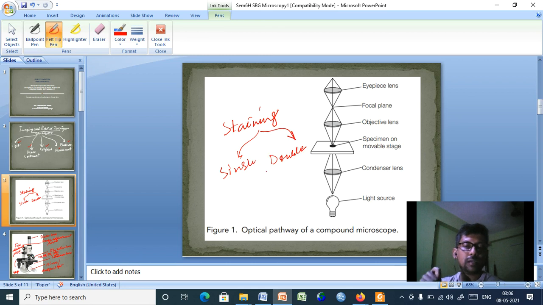And the most important thing what we have to consider is that by staining, we are killing the specimen. So, all the specimens we have to observe under this type of microscopy are completely killed and preserved.